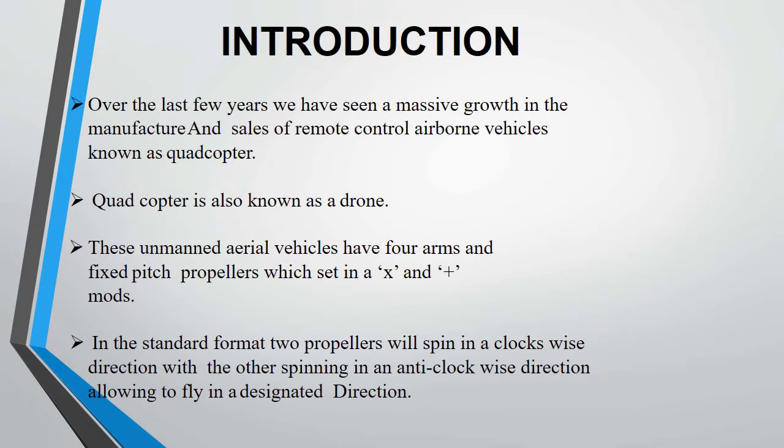Over the last few years, we have seen massive growth in the manufacture and sales of remote control airborne vehicles known as quadcopters. A quadcopter is also known as a drone. These unmanned aerial vehicles have 4 arms and fixed pitch propellers set in X and plus modes. In the standard format, 2 propellers spin in a clockwise direction and the other 2 spin in an anti-clockwise direction, allowing the drone to fly in a designated direction.